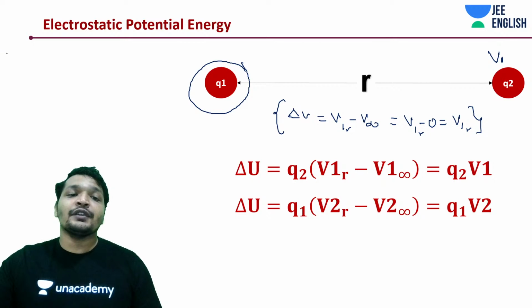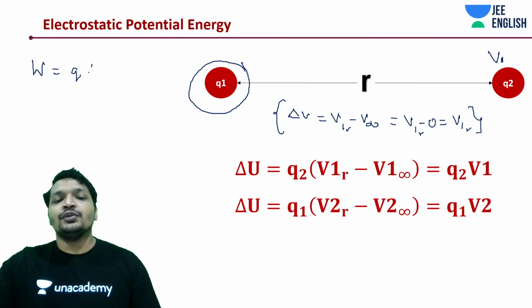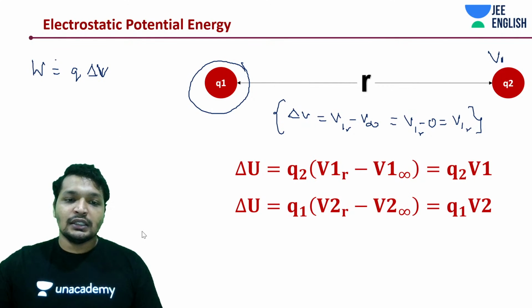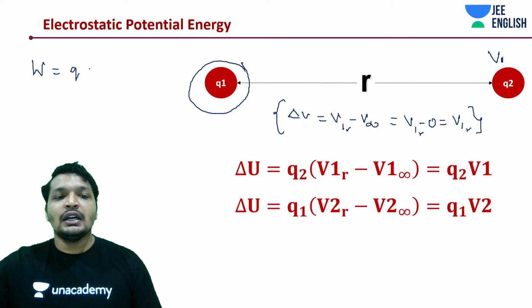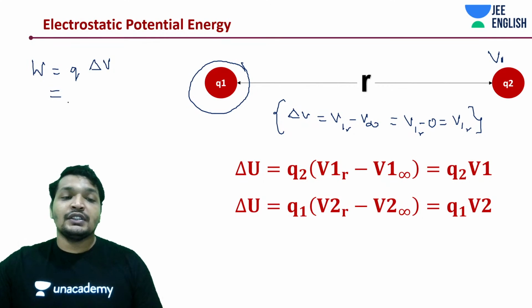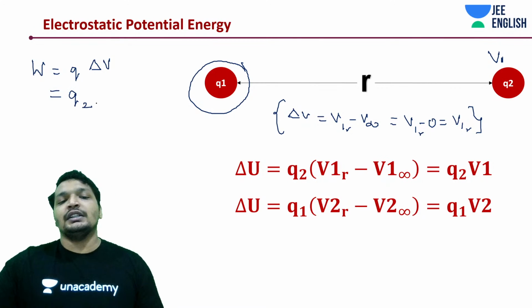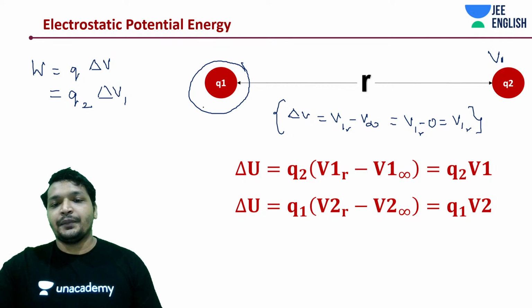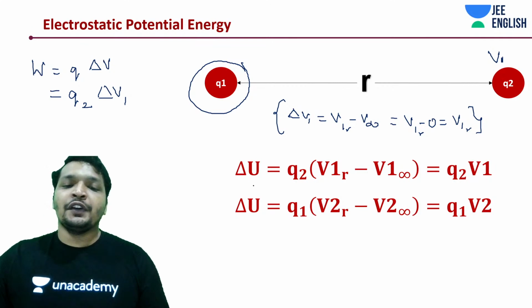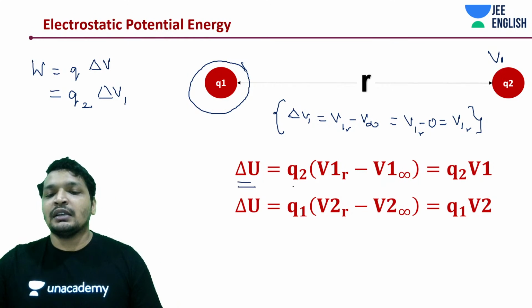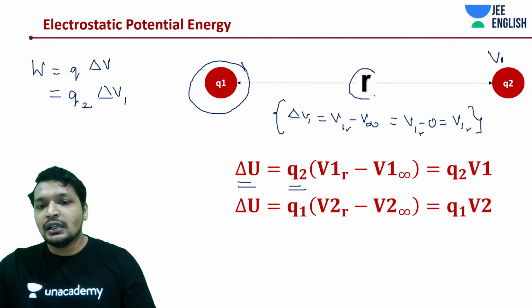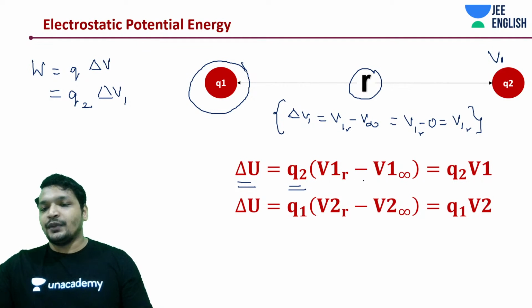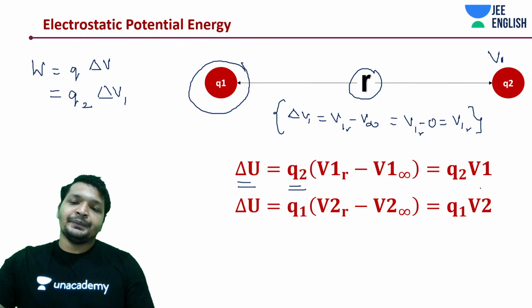But what is the work done, guys? If you remember, the work done was nothing but q delta V, where q is the charge that has been moved, so it's going to be q2 times V1. If you notice this equation, the change in potential energy is nothing but the charge that has been moved from the infinite distance to that finite distance r multiplied by the change in potential. Basically it's q2 into V1, that is it.